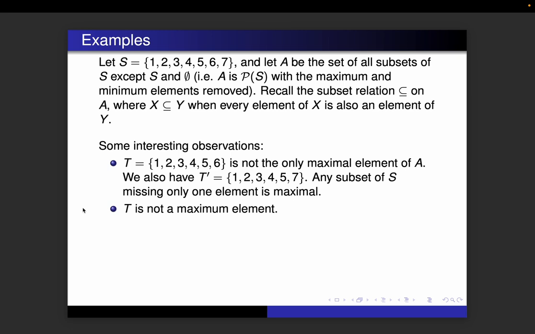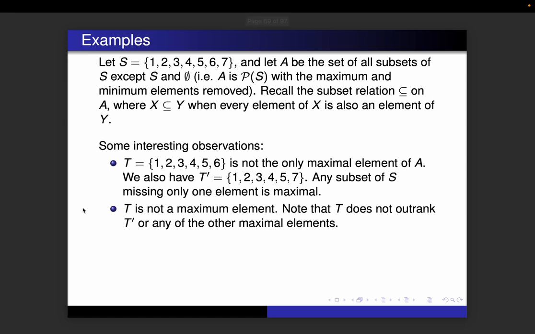The other thing to keep in mind is T is not a maximum element. It does not outrank all the other elements in the poset. For instance, that T prime that we had in the bullet point just went up. T does not outrank that particular set, or any of the other maximal elements, right? And not only that, but there's a lot of things that aren't maximal elements that it also doesn't outrank.